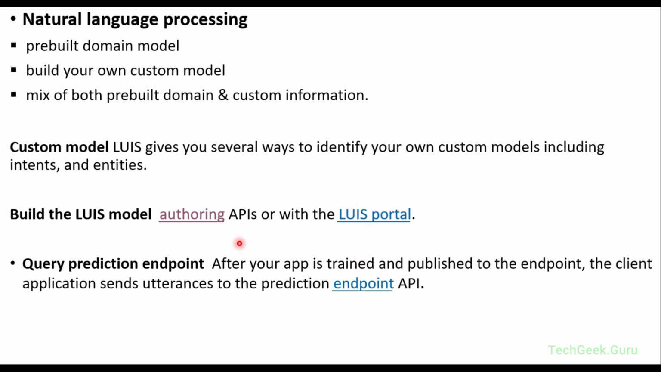Besides authoring APIs, LUIS also provides you a query prediction endpoint, or you can say a natural language processing endpoint API. This is the API that your app or your chatbot client, or your bot, is going to use to query with the user message and then get back a response. So let's go back to our LUIS portal and start building our intents and entities, and then train and publish it.